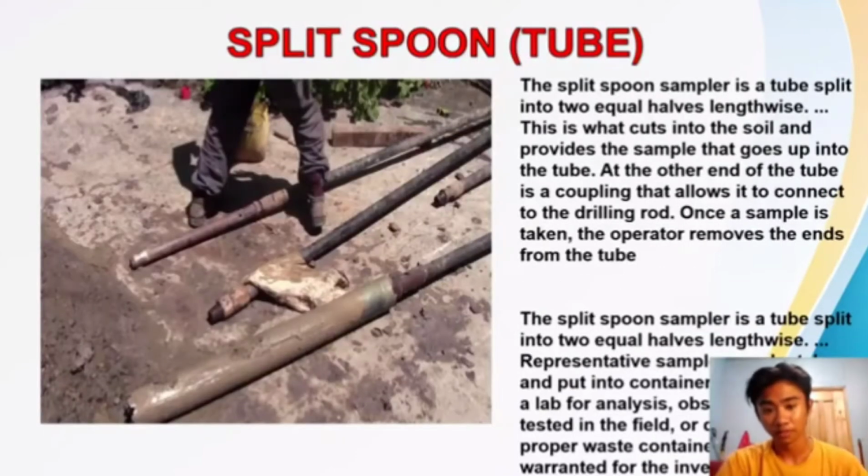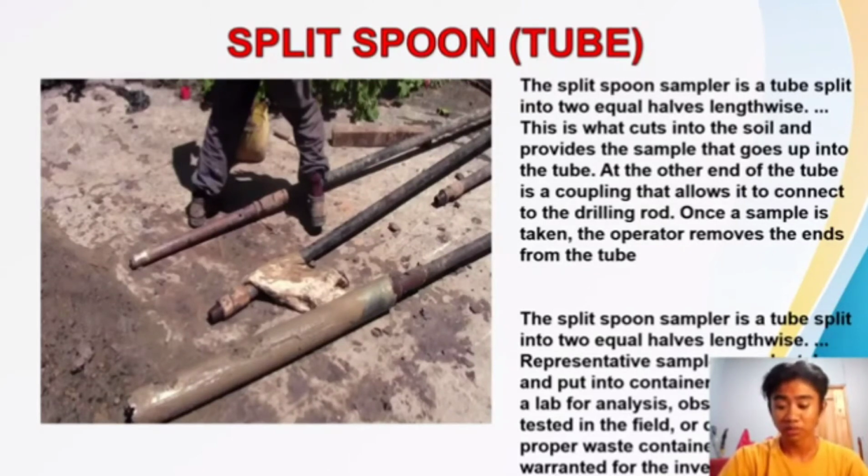Second is the split spoon tube. The split spoon sampler is a tube split into two equal halves lengthwise. It is what cuts into the soil and provides the sample that goes up in the tube. At the other end of the tube, there is a coupling that allows it to connect to the drilling rod. Once a sample is taken, the operator removes the end from the tube.